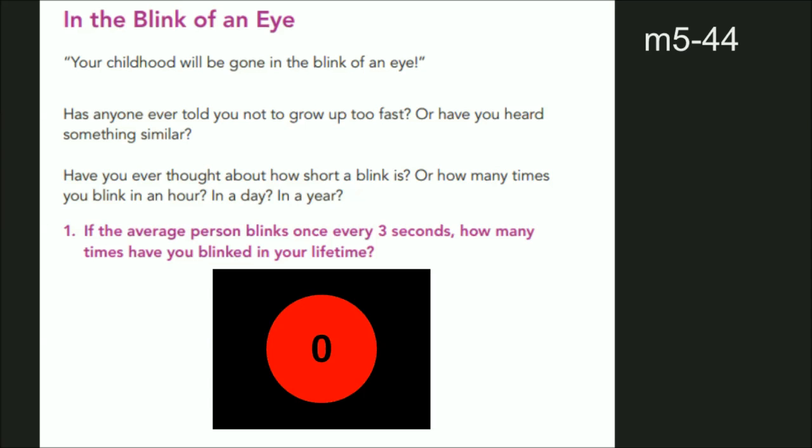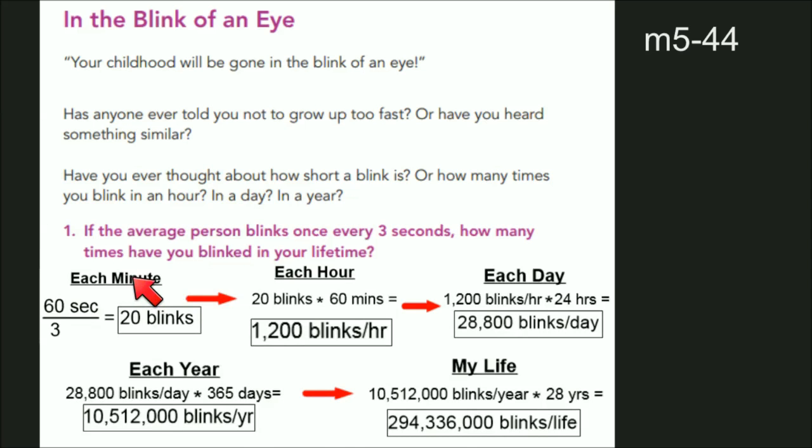Alright guys, your 4 minutes is up, and again, it was just any way that you wanted to attempt this question. Let's look at how I did it for my age. If you want to look at mine, I started with each minute. I took what they gave us, that we blink once every 3 seconds, and divided 60 seconds in a minute by 3, which gave me about 20 blinks per minute.